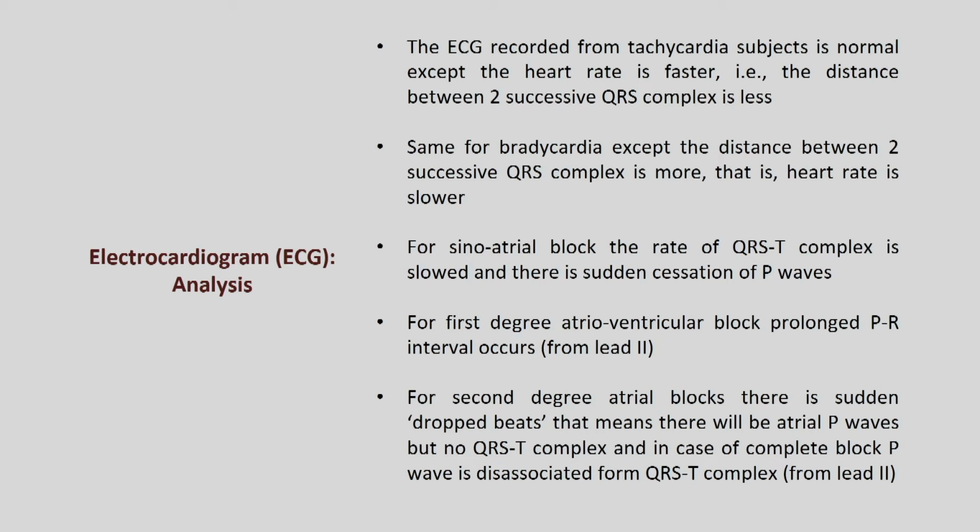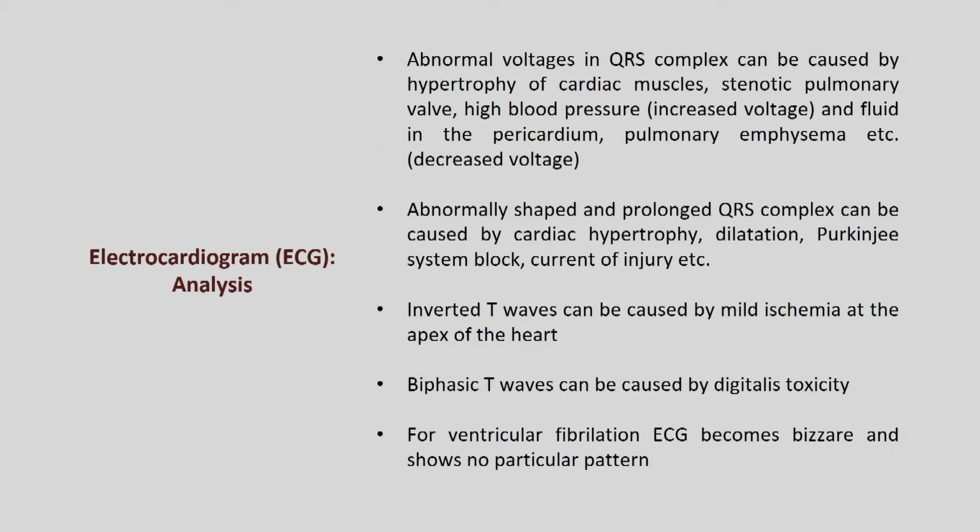For first degree atrioventricular block, you may find a prolonged PR interval, specifically from lead 2. For second degree atrial blocks, there are sudden dropped beats, that means there will be atrial P waves, but no QRST complex. Okay. So, if you see that kind of phenomenon from lead 3, then you can say it is a second degree atrial block. So, these are the indications.